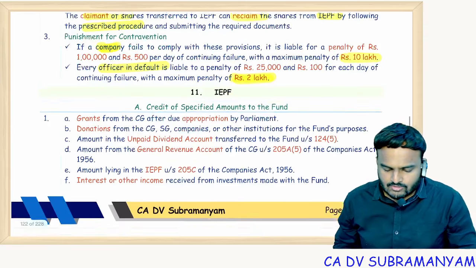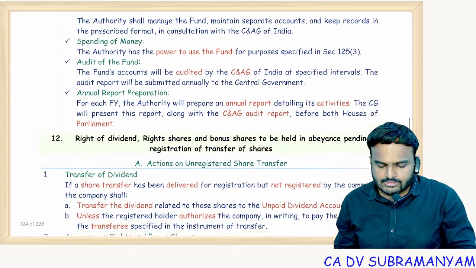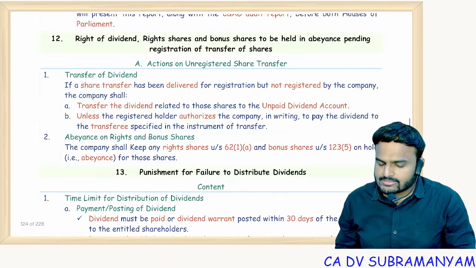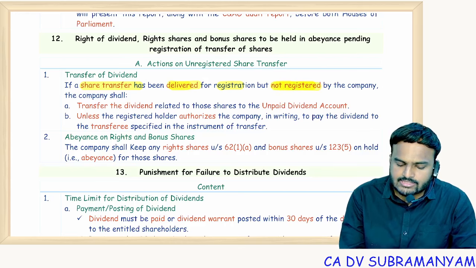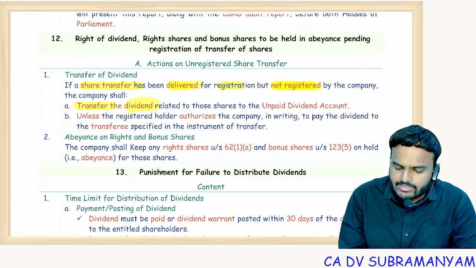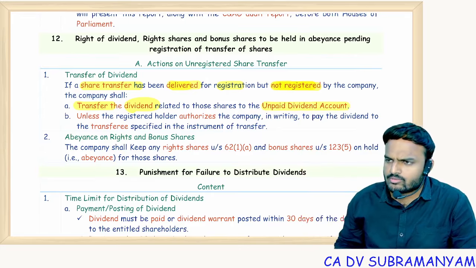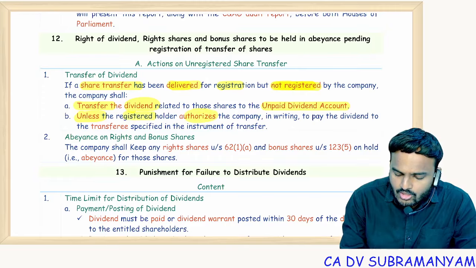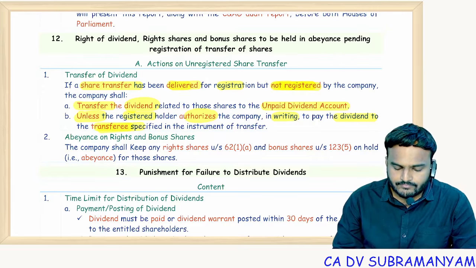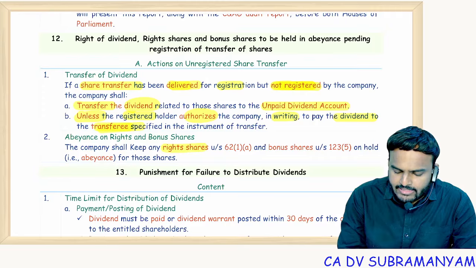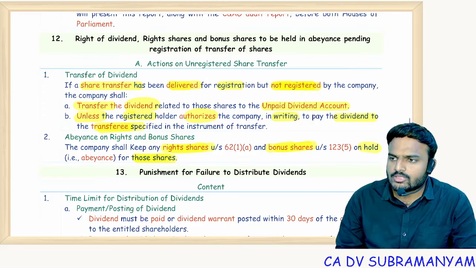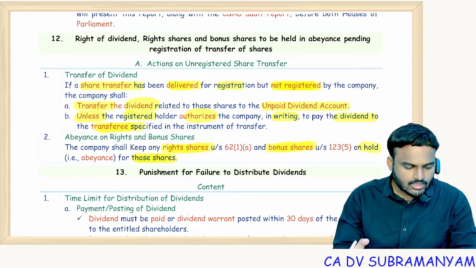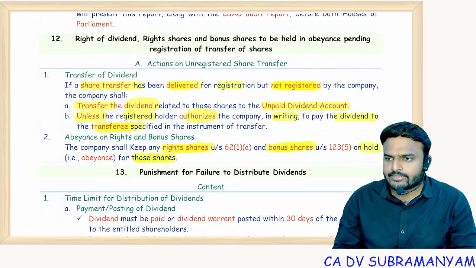For this, revision of Section 126 is needed. If a share transfer has been delivered for registration but not registered, then the company shall transfer dividends directly to the unpaid dividend account, unless the registered holder authorizes the company in writing to pay dividends to the transferee. And the company shall keep any rights shares and bonus shares in abeyance for those shares, that means hold. So the same treatment for rights shares as well as bonus shares.